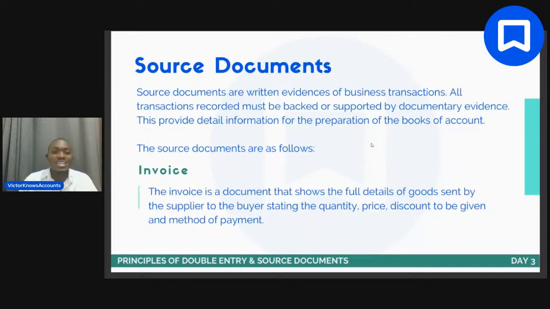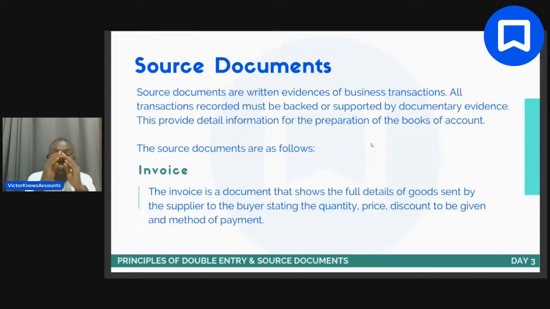It is evidence that the transaction actually took place. So for verifiability purposes, all transactions must be backed up by documentary evidence, not just oral evidence. They must be backed by documents, which means in accounting we don't take your word for it. We are sorry, but we don't take your word for it. There must be written documentation to prove that this thing actually happened. That written documentation that proves that the transaction took place is what is called a source document.